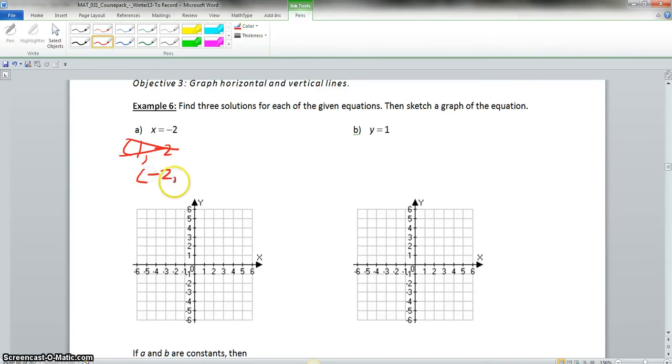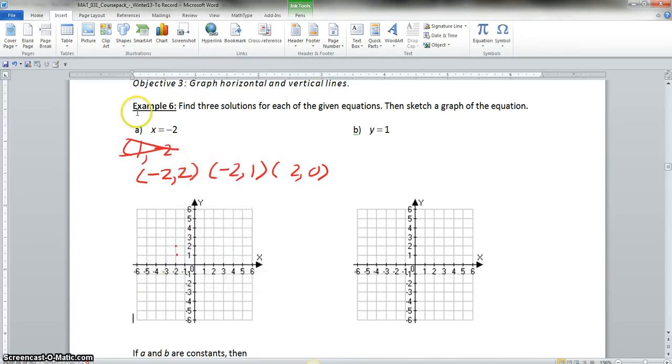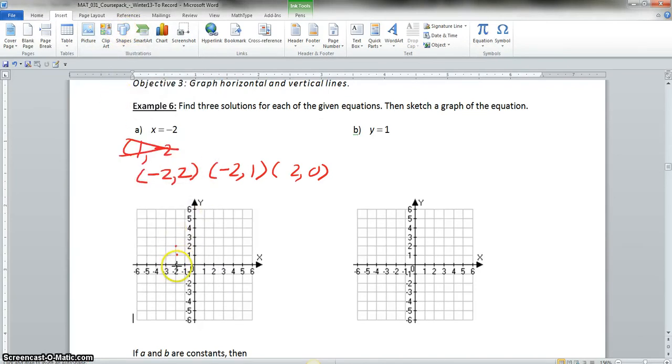Okay, x is negative 2. Let's make y 2. x is still negative 2 and y can be 1. And then x would be negative 2 and y is 0. These are 3 points that we could graph, because remember, x is always negative 2. So we have negative 2, 2. We have negative 2, 1. And we also have negative 2, 0. Now we draw a quick little line here. Now this line will go straight up and down. Okay, so you would do a vertical line.